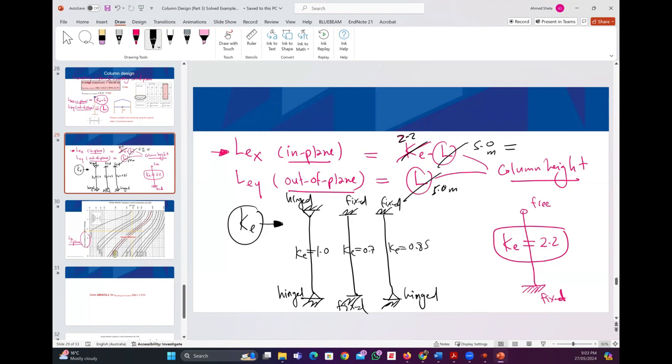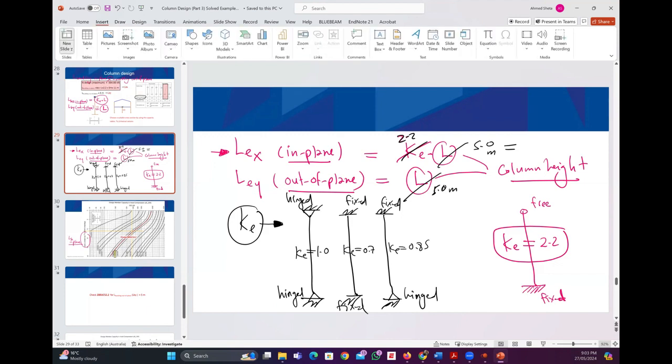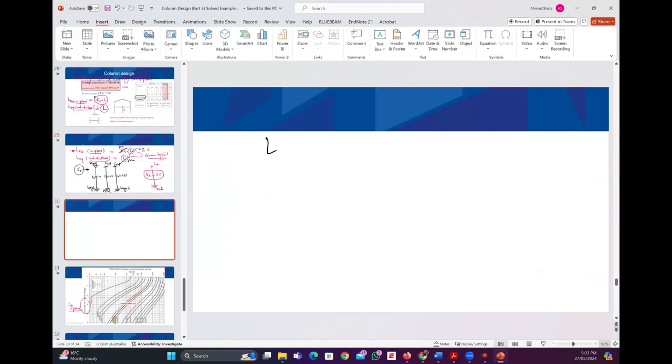How much is LEX? LEX, or LBX, or L buckling in plane, will be KE times L. K equal to 2.2 times L, which is 5. So the value will be 11 meters.